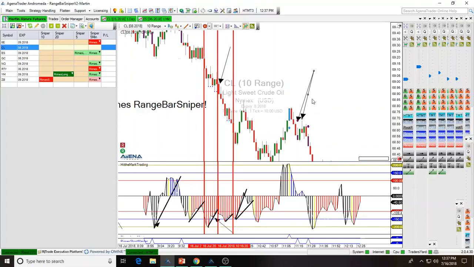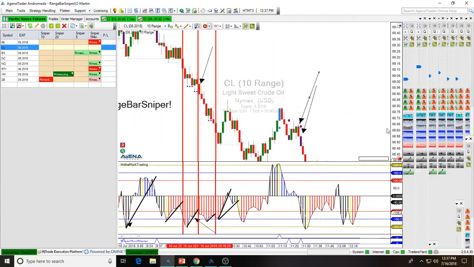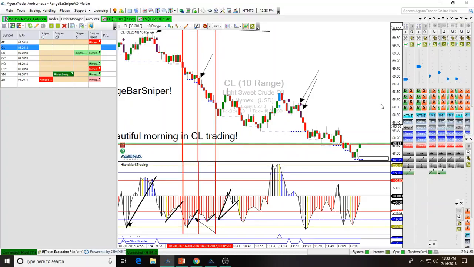But let's look at this one. So that was a stop out. But look at this. There's a signal. Here's a stop, initial stop, just above there. And you're in. Okay, you're in. Unbelievable move.